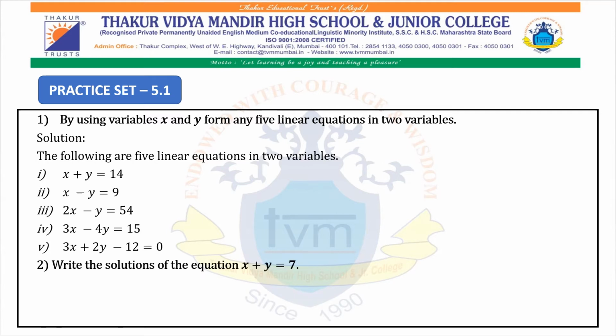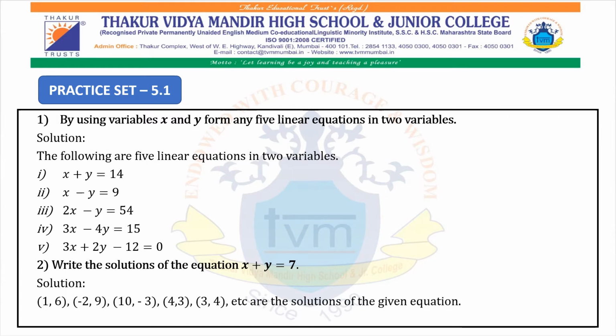Question 2. Write the solutions of the equation x plus y is equal to 7. So the solutions are (1, 6), (-2, 9), (10, -3), (4, 3), (3, 4), etc. These are the solutions of the given equation.